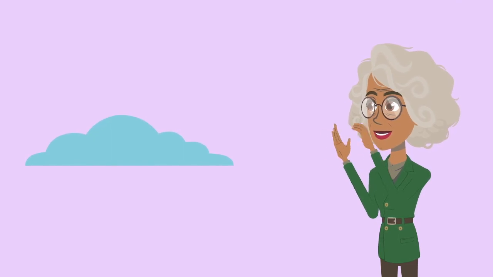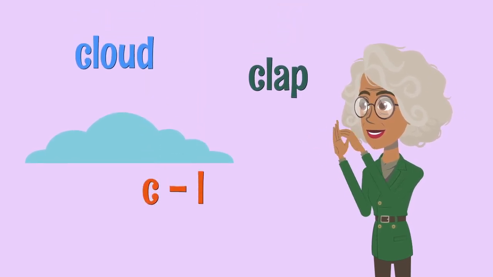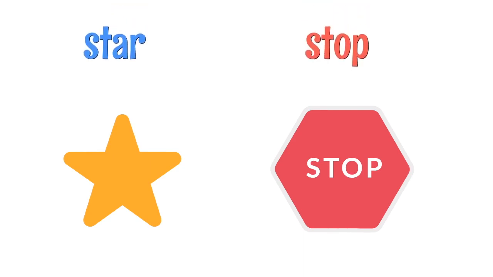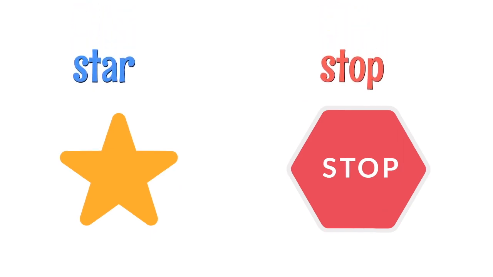Okay, take a close look at these 2 pictures. Do you know what the words are? The words are cloud and clap. They start with the beginning blend CL. Look at these 2 pictures. Do you know the words that go with these pictures? That's right. The words are star and stop. The beginning blend is ST.